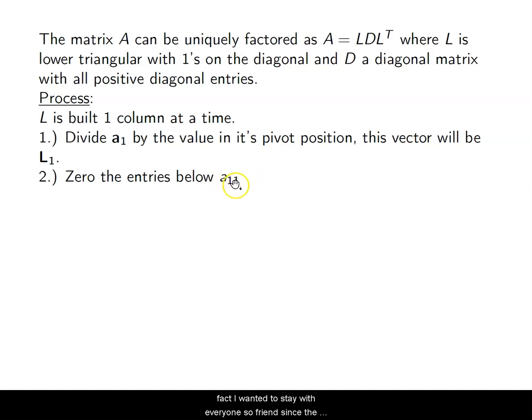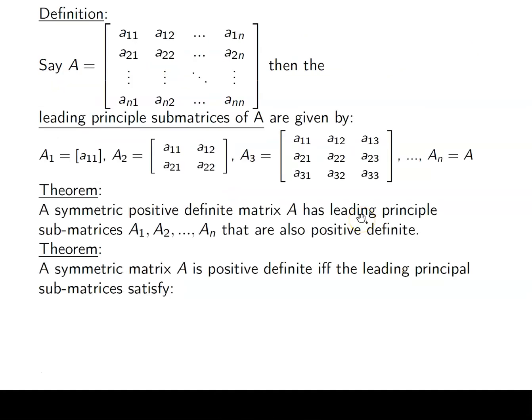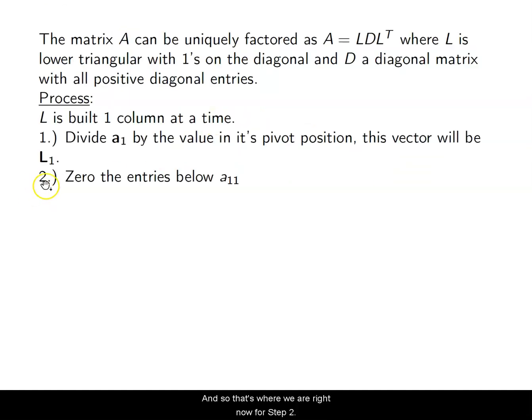So for instance, if the first entry in my matrix was 12, okay, I'm going to take all these things and divide them by 12, and that result will be L1. Okay, I'm going to keep this as 12. I am not going to turn it into a 1. I'm going to keep this as 12, but all the entries below here I'm going to turn into 0 by using row operations. But this will remain 12. This does not change. I don't need to turn this into 1. I just need everything below it to go to 0. So all these other vectors would change. Okay, and so that's where we are right now for step 2.